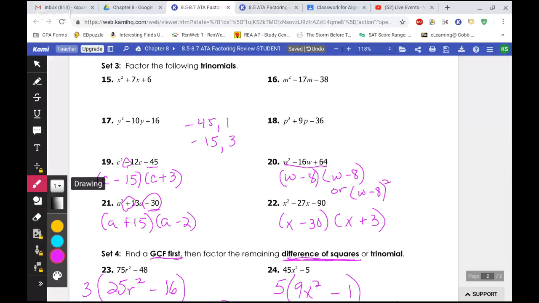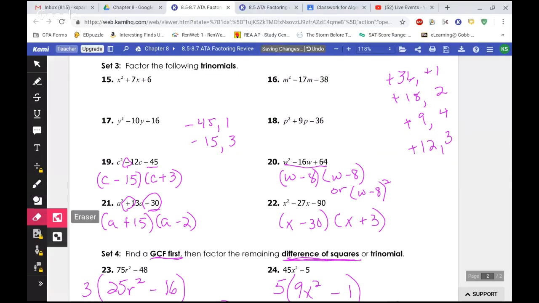Negative 36 and 1. Negative 18 and 2. Negative 9 and 4. I missed one. Negative 12 and 3. And there it is. Oh, actually, I flipped it. This should have been positive all along, and these should have been negative.